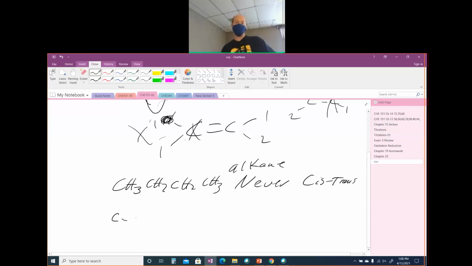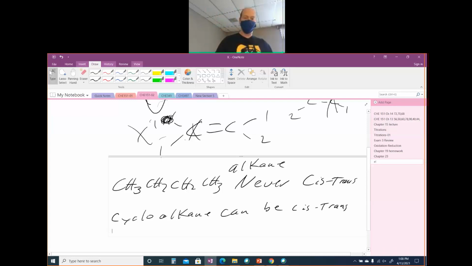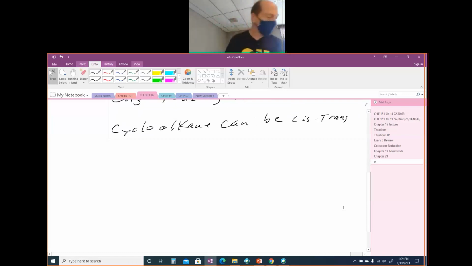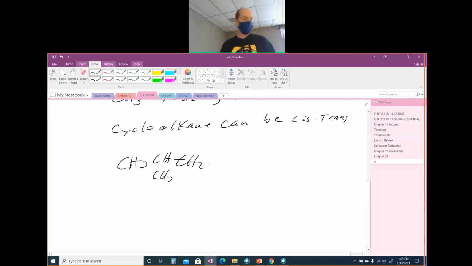However, cycloalkane can be cis and trans. All right, so the only other thing that could be cis-trans is a cycloalkane. But we're going to stick with the alkenes for this test. All right, so the next one is also an alkane. If you look at the next one, CH3, CH, CH3, and then a CH2 and a CH3, that is an alkane. And no cis-trans.